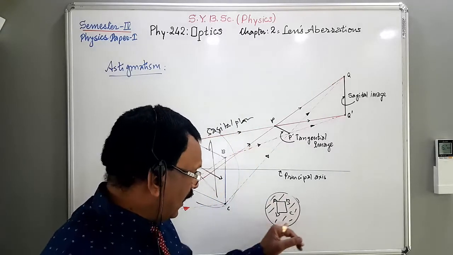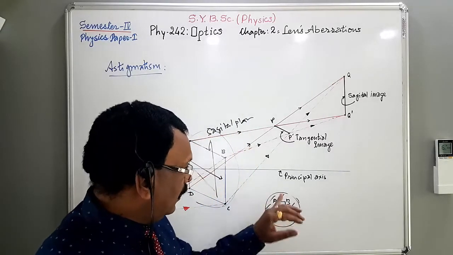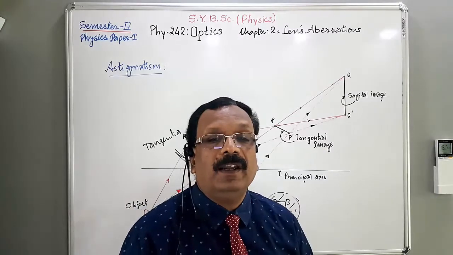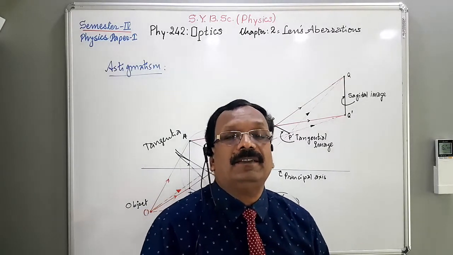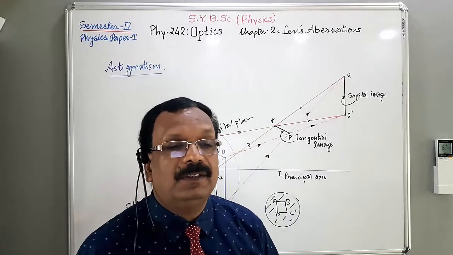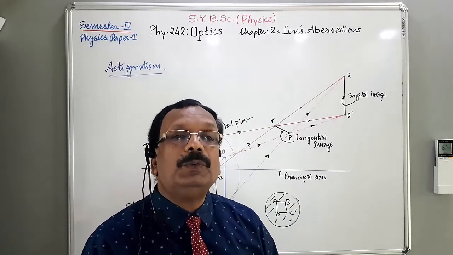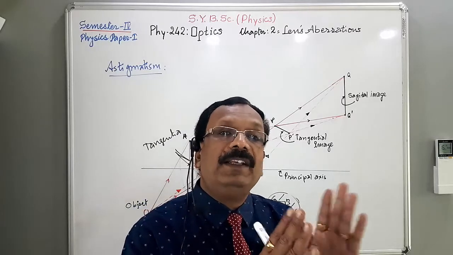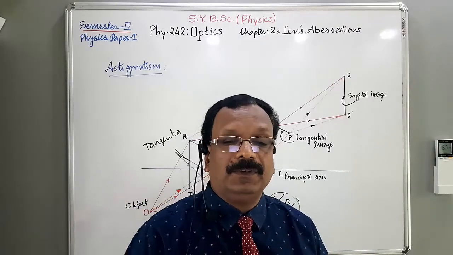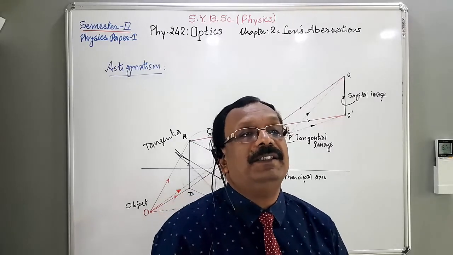That means what? Just like this, by blackening the unwanted portion and considering a small aperture, we can stop the rays which make a large angle of inclination after refraction.